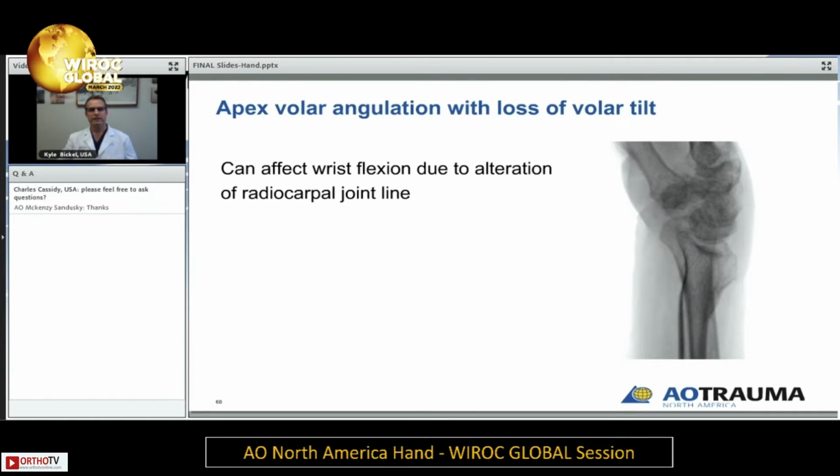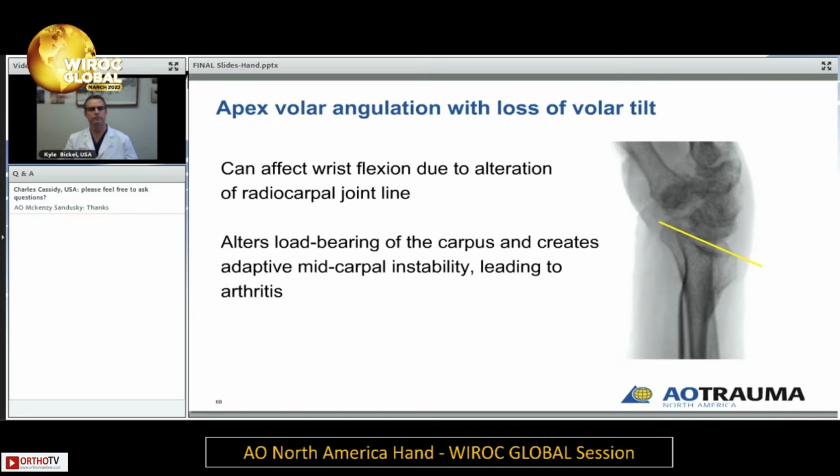Apex volar angulation with loss of volar tilt can affect wrist flexion due to alteration of the radiocarpal joint line, and here we see the typical dorsally collapsed fracture due to metaphyseal comminution that goes on to heal with this shortened and dorsally angulated malunion. You can see that the normal 15-degree volar tilt has now been translated to about 20 to 25 degrees dorsal tilt, and this patient is going to run out of flexion very quickly if they can flex at all.